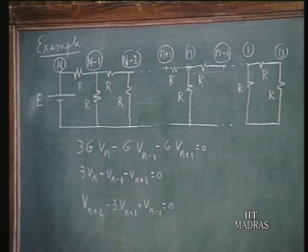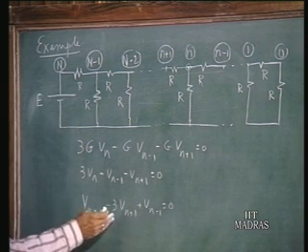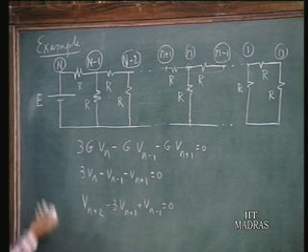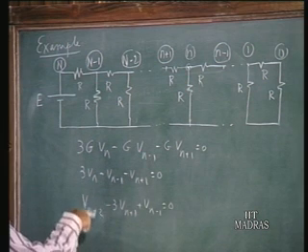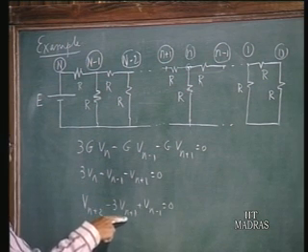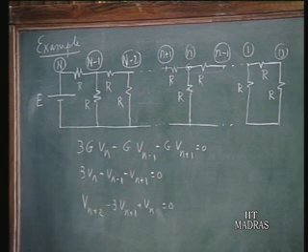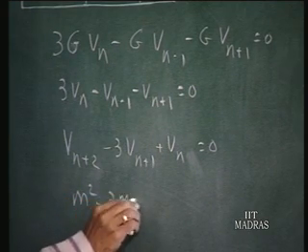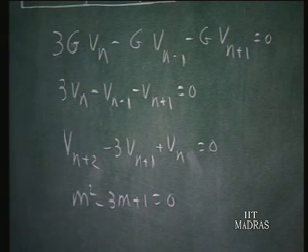The auxiliary equation will be E squared minus 3E plus 1 operating on Vn. So the auxiliary equation corresponding to that will be m squared minus 3m plus 1 equals 0. M squared minus 3m plus 1 equals 0.